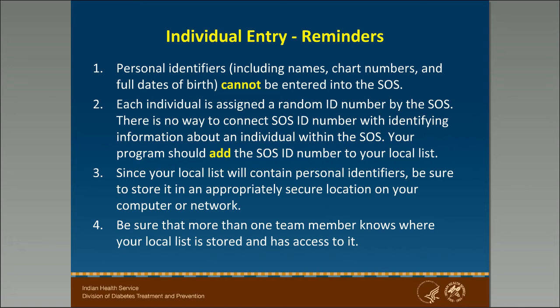Since your local list will contain those personal identifiers, you want to make sure that you're using whatever local policy you guys have in place to keep that information secure and safe. And then it also helps to let another team member know where that information is stored in case they need to access it as well. We usually encourage to have at least 2 people know where that information is, especially if there's turnover. That's something we hear about a lot. If that happens, is that they can't find where that information is on those target group individuals.